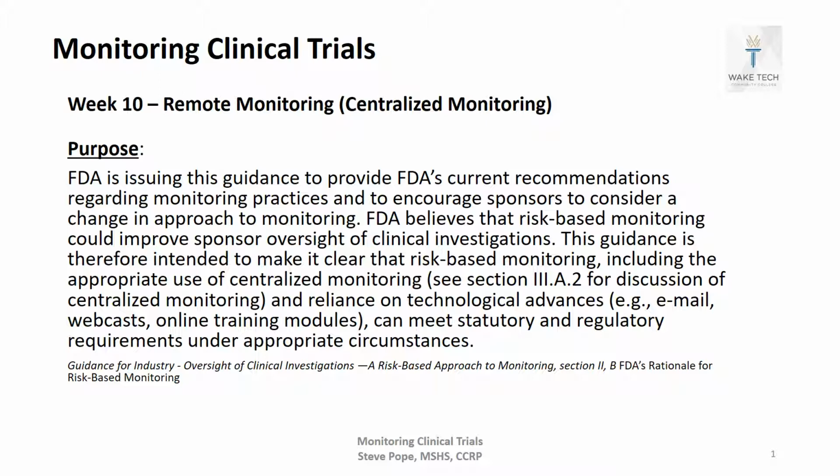So basically what we're doing is we're implementing a method, a strategy if you will, of monitoring based upon risk as an indicator of how often we ought to be monitoring sites and what we ought to be looking for. And so that boils into this whole issue of centralized monitoring, or what others call remote monitoring. And we're going to go into some of the specifics of that in this lecture. So I'm going to leave the purpose up there because I think it's important for you to be able to read that and understand that, and certainly understand where the FDA is coming from in providing this guidance.